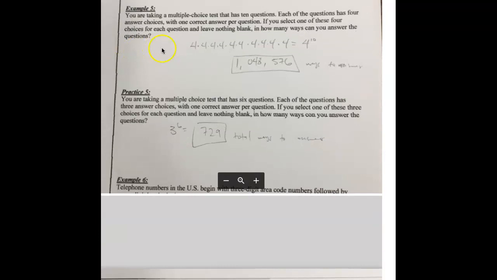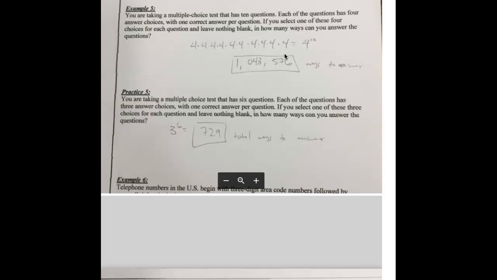So again, you're just multiplying through to figure out how many different ways or how many different outcomes a given scenario has, right? How many possible outcomes any given scenario might have, at least in these cases. These cases are specific, though. We know exactly how many choices there are to make, and every time I make a selection, there's a certain number of selections to choose from.